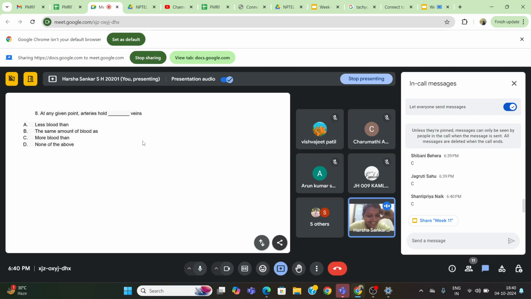Because just now I said arteries are thicker and the pressure is high, so they are thicker and more elastic. But veins are thinner as well as less elastic. That's why they can hold more blood volume than arteries. That's what I said, right? Which means veins can hold more blood volume.